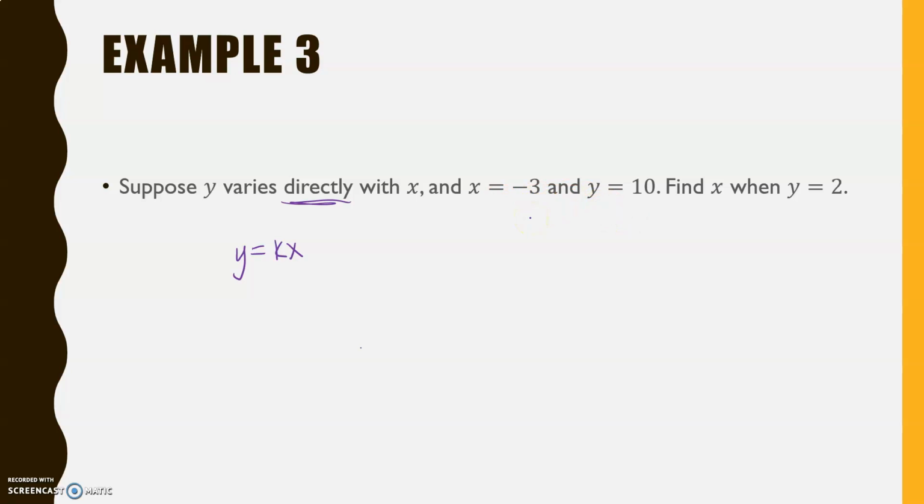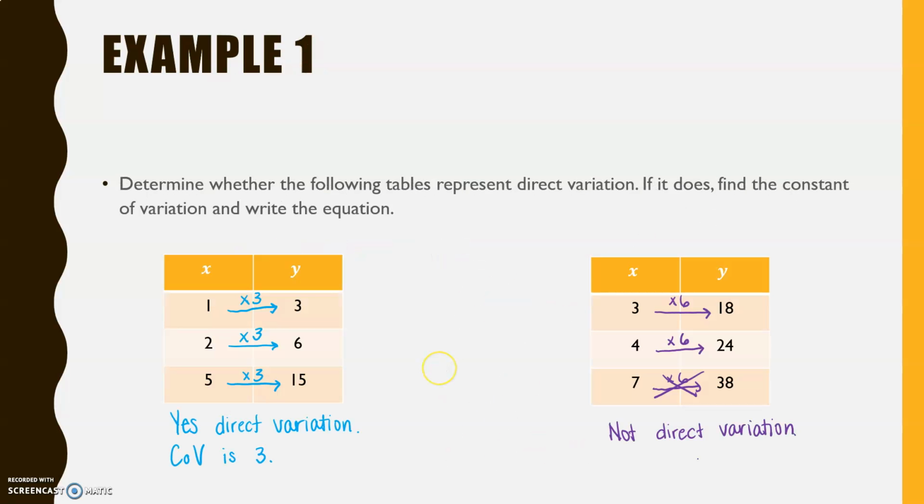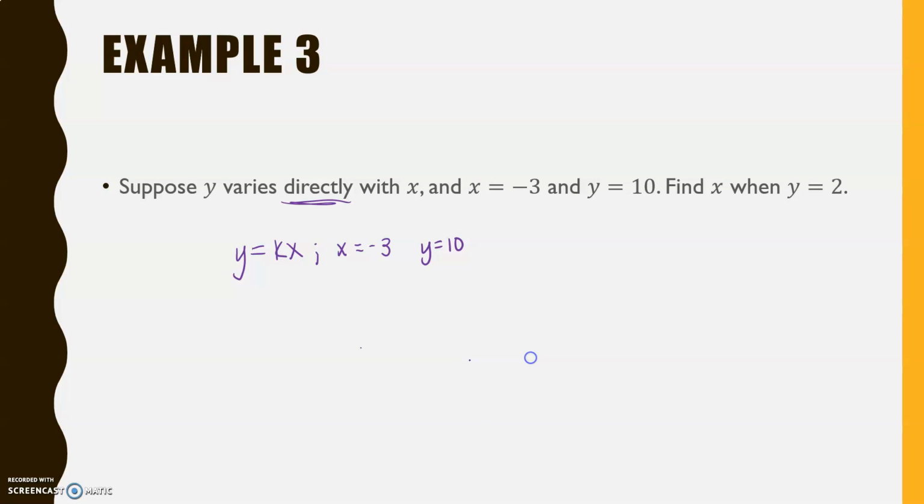And here are our starting points. We're given the value of x equals -3 and y equals 10. We are given this because we are going to use these to find our constant of variation. It doesn't change for different values of x. As we saw over here, it has to be the same actually all the way through. So this time we don't know what our constant is, so we're going to use this test point of x equals -3 and y equals 10.